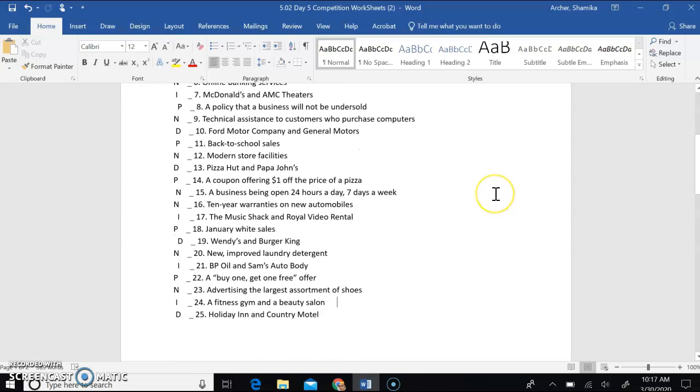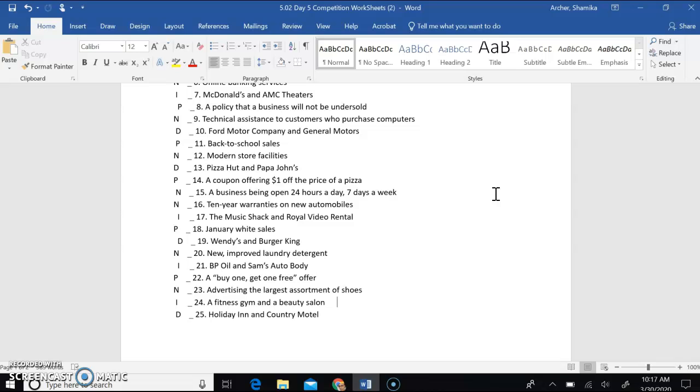Let's go down a little bit more. 20, new and improved laundry detergent. So non-price because they're trying to say that their product has something that others don't. 21, BP Oil and Sam's Auto Body. This is indirect. BP Oil, of course, sells gas. Sam's Auto Body may deal with cars, but they don't sell gas. 22, buy one, get one free offer. P, price competition because, again, buy one, get one free is focusing on the price.